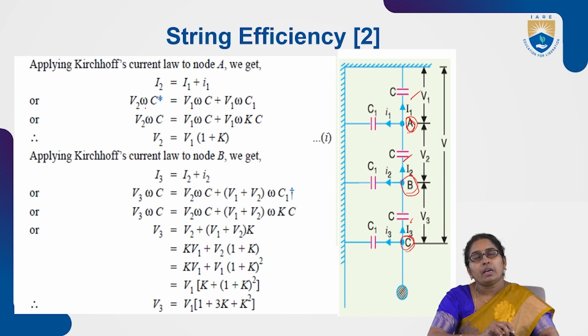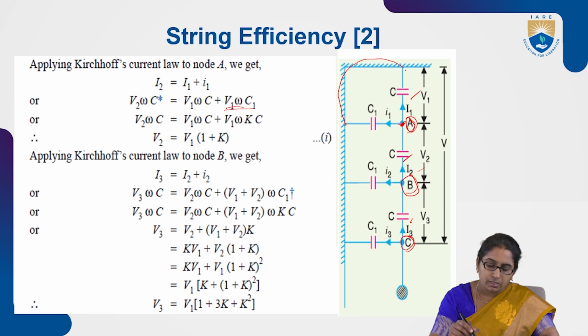Now the currents are written in terms of the voltage and the corresponding capacitance. I2 is given by V2 multiplied with omega C. So I2 is given by V2 into omega C, and I1 is V1 into omega C. Next, small i1 is equal to V1 into omega C1. Here, how do you know the voltage across this C1? This is nothing but the voltage across this point and this point.